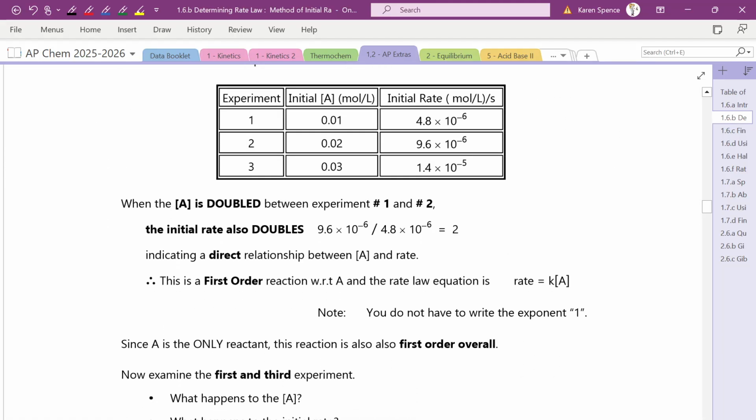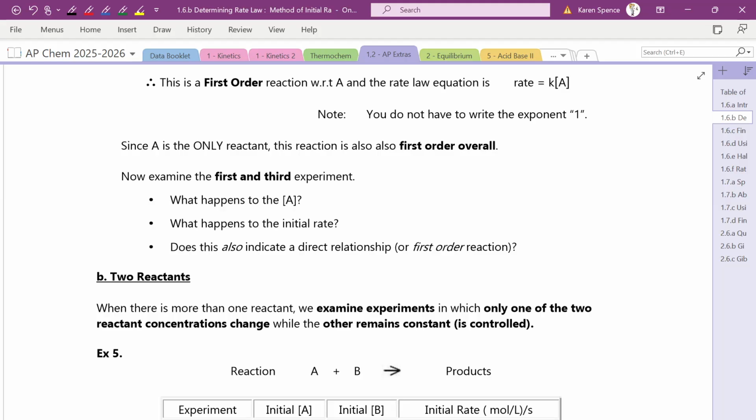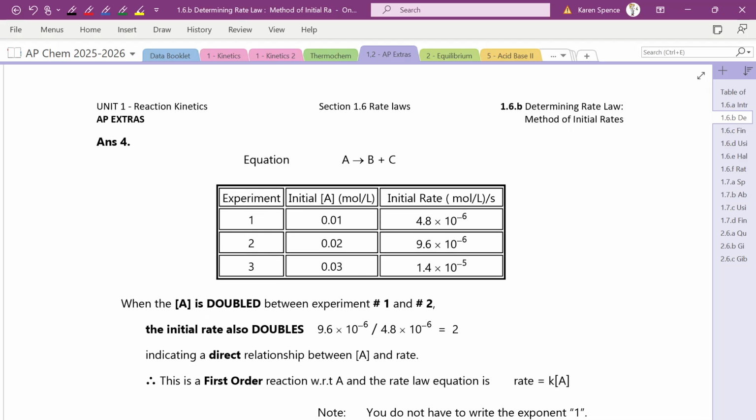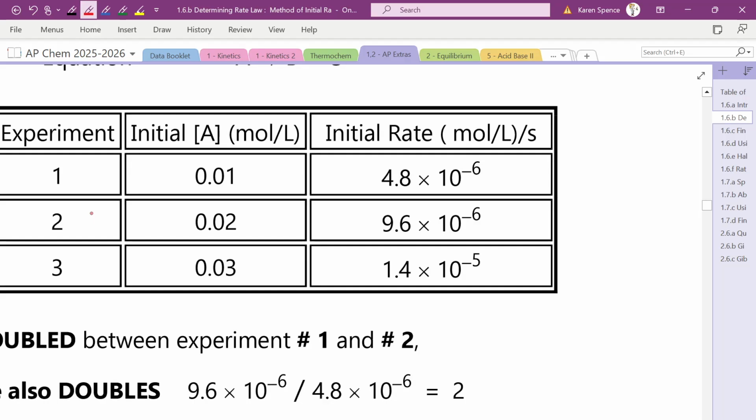Okay, so there's an answer here. Now let's examine the 1st and the 3rd experiment. So now we're going to say what happens as we go from 1 to 3. What have we done to our concentration of A? We have multiplied it by 3. Based on our previous result, what would you expect to happen to the rate? You would expect it to times 3, and in fact, it is times 3. Okay?